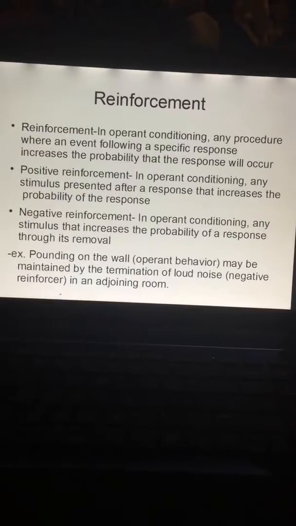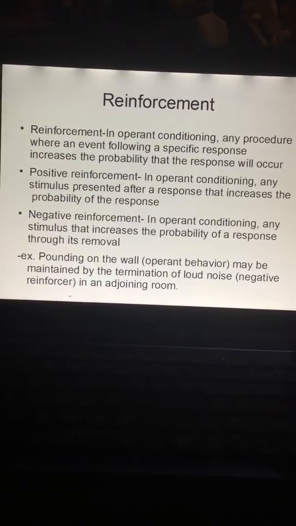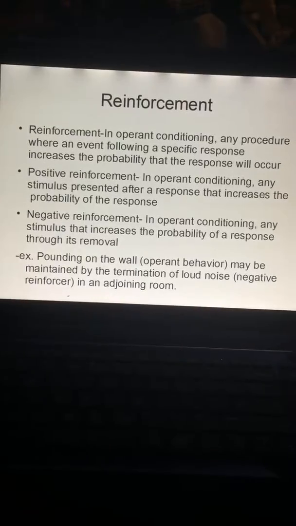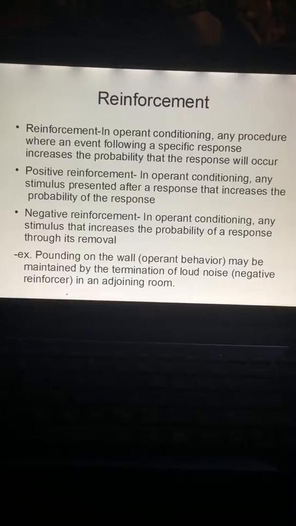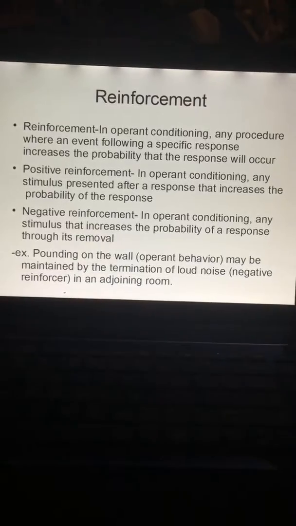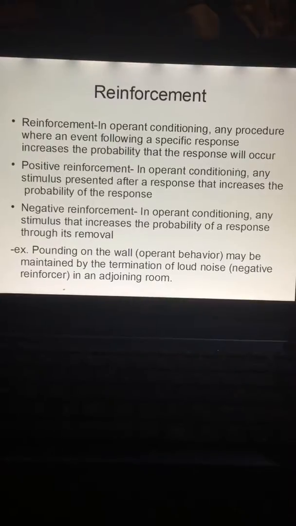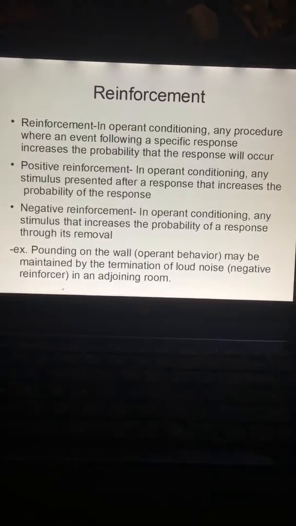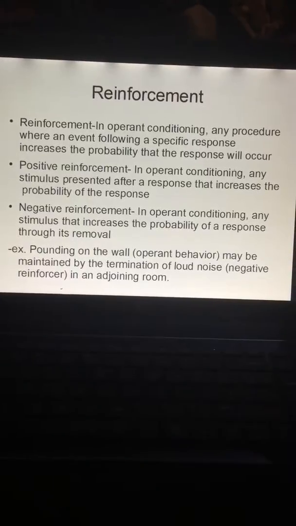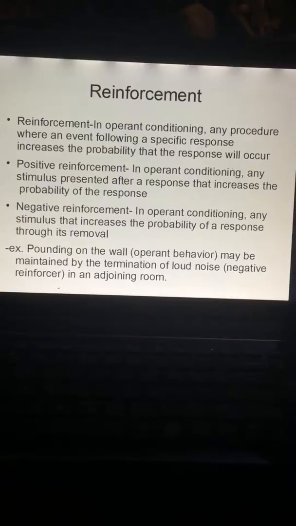Praise, attention, food, sex, affection. All those are examples of positive reinforcement because you add something to the situation in order to increase the behavior. Negative reinforcement is taking something that the person doesn't like away, or avoiding something that the person doesn't like, in order to increase the behavior.